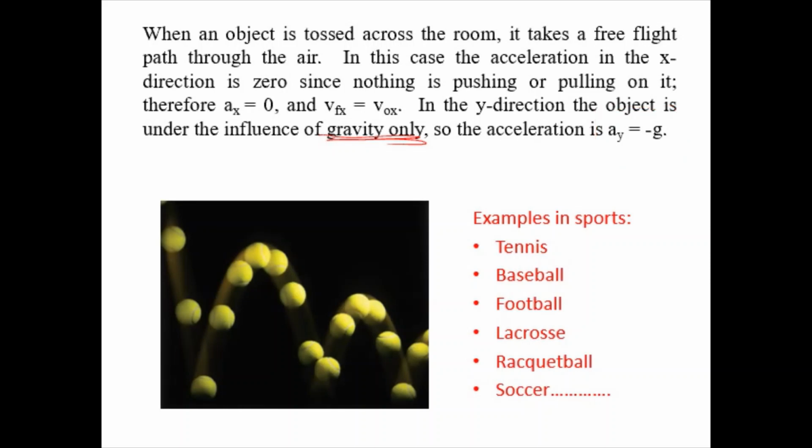So some examples of sports where projectile motion is important are tennis, baseball, football, lacrosse, racquetball, soccer. Again, in some of these at professional levels, air resistance does become a factor that can cause interesting things, like in baseball and tennis, you can get curve on the ball because of its spin and so forth.